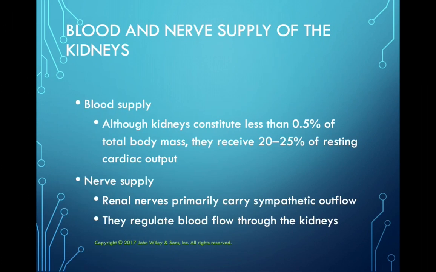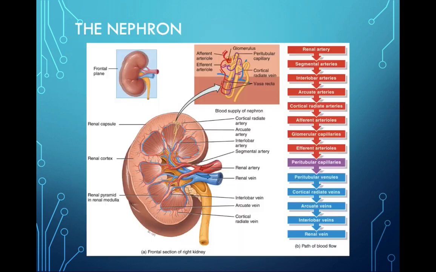The blood supply to the kidneys: although the kidneys constitute less than 0.5% of the total body mass, they receive about a quarter of the resting cardiac output. In terms of neurological supply, the renal nerves primarily carry sympathetic outflow. When the sympathetics are stimulated, the arterial system, the blood supply, constricts. So they regulate the blood flow through the kidneys.